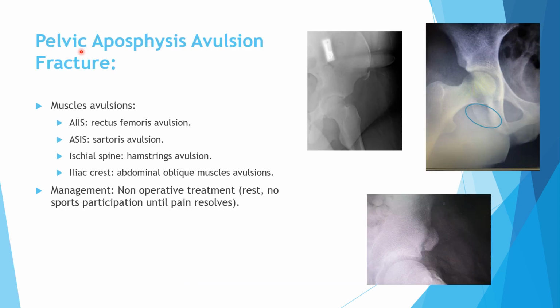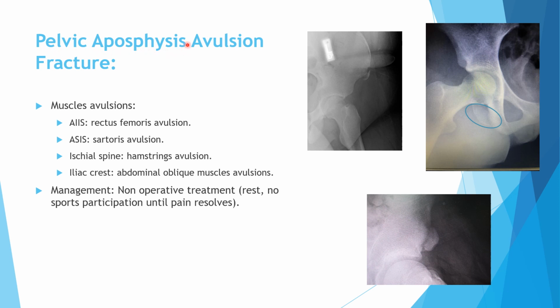So pelvic apophysis fracture, this is very common in adolescents. What is the apophysis? Apophysis is the epiphysis that is not involved in the joint and has muscle attached to it. Like calcaneal apophysis, for example, this is an apophysis because it's not in the joint and has the Achilles tendon attached to it. Another example is the tibial tubercle apophysis. This is an apophysis because it's not in the joint and has the patellar ligament attached to it.